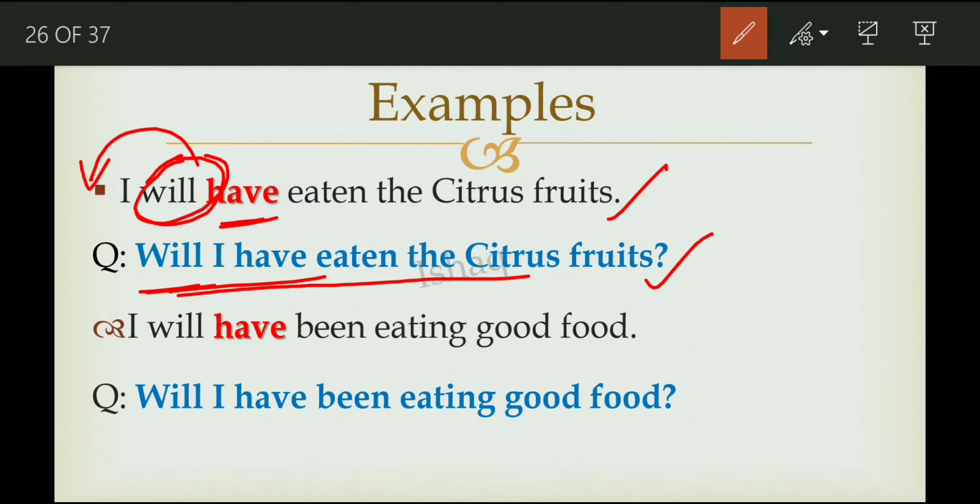Hope it is clear. If you have any doubt, see the next example also, you will be very clear. I will have been eating good food. Then the helping verb which is telling us the future tense will be used before the subject. So, will I have been eating good food? That is correct usage. And here, while pronouncing, this is not "fud", pronounce it as "food". It's a long vowel there, so you should pronounce it as "food". Hope it is very clear till here.